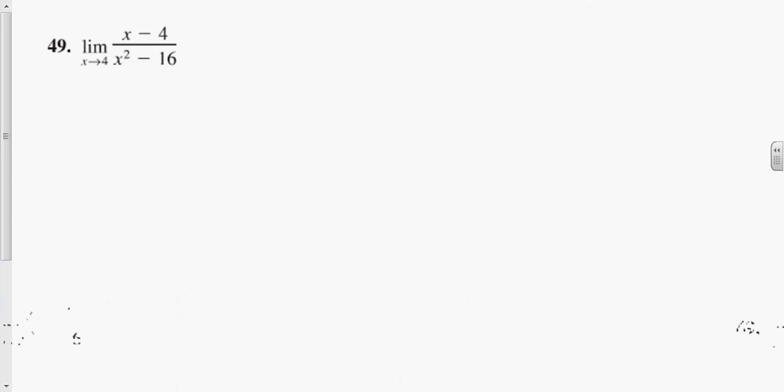Well, let's look at this particular problem. When I plug in x equal to 4 into this, I get 4 minus 4 is 0. Then I get 16 minus 16 is 0. We have an indeterminate form.